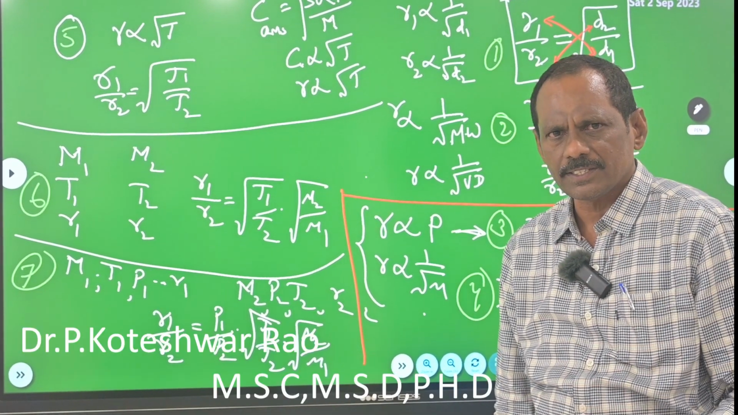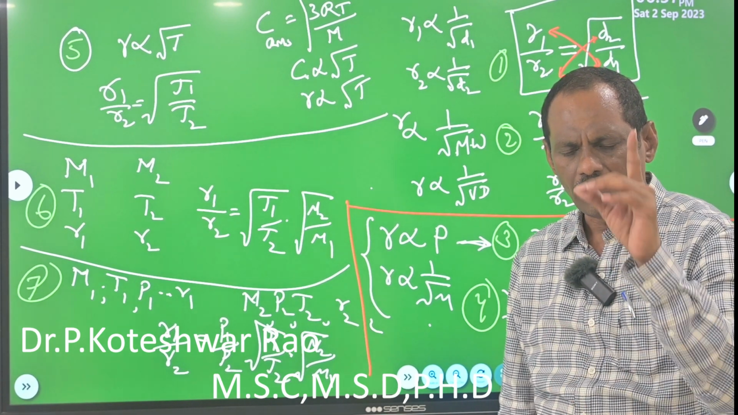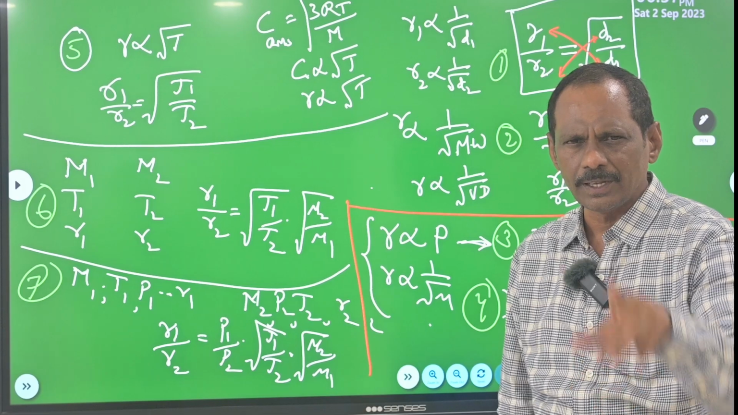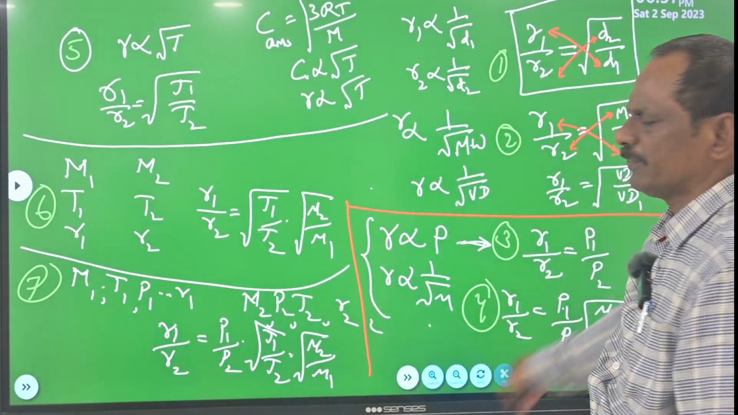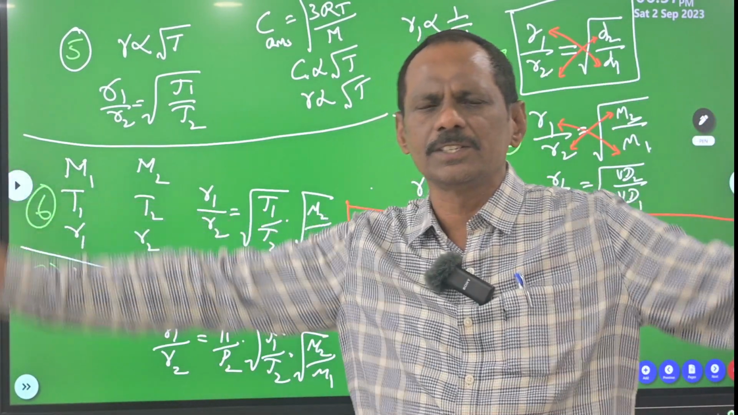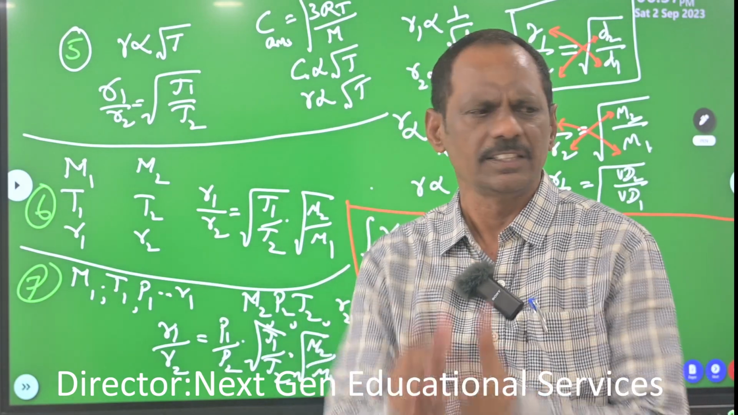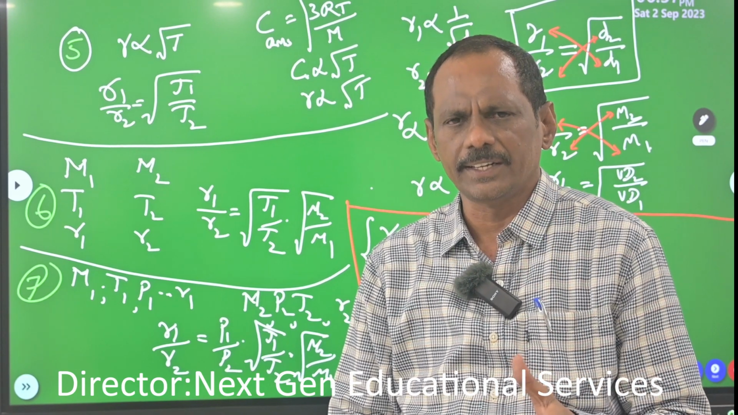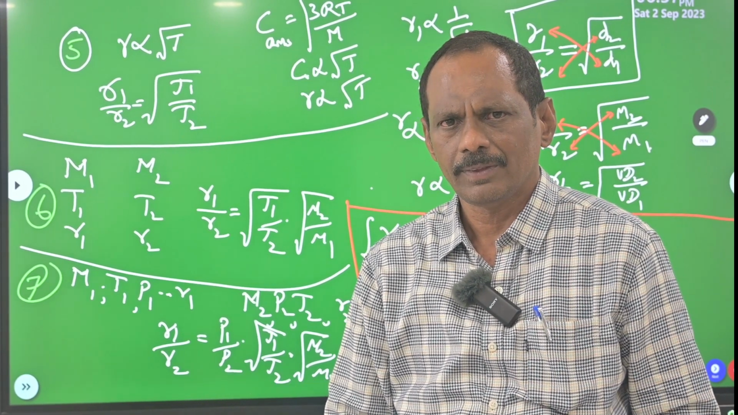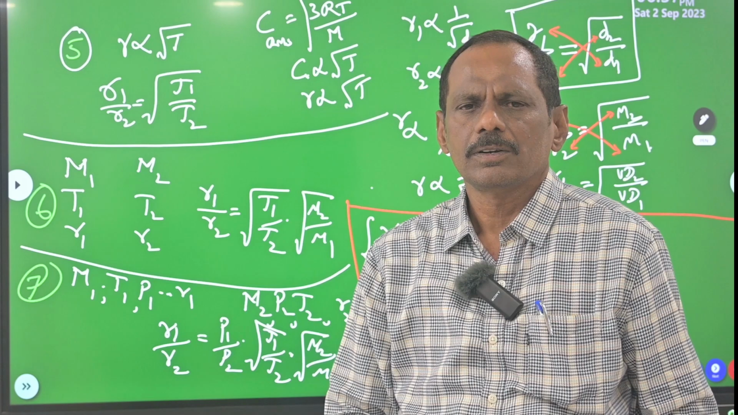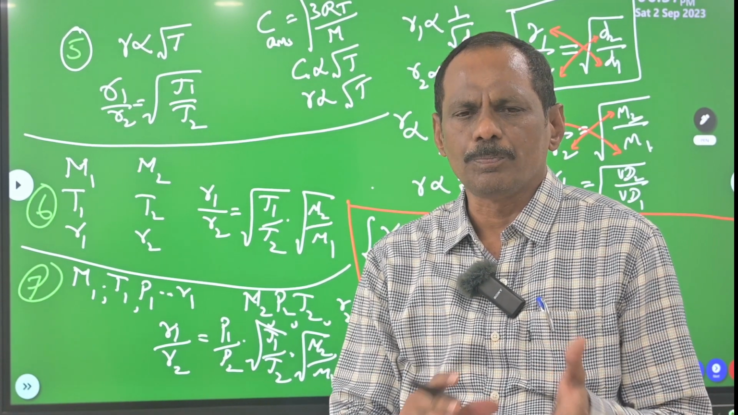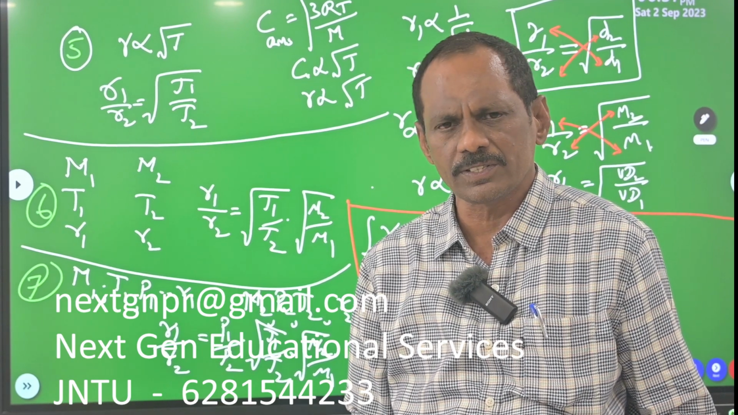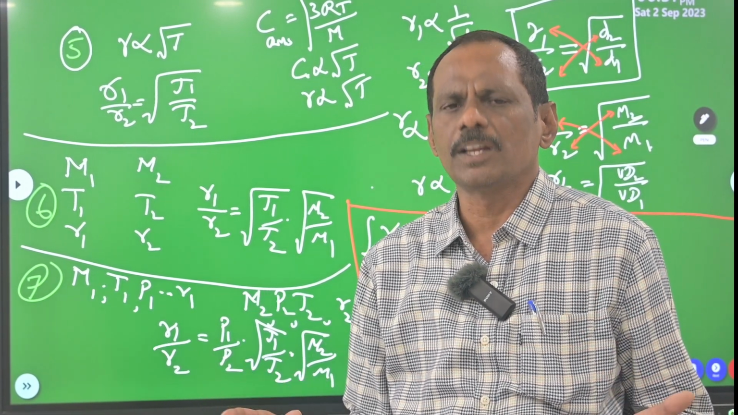Please start the exercises, either in stage 1, stage 2 or advanced level. All the problems come under one of these formulae. Without this, there is no Graham's law. Other than this, there is no other Graham's law. That is the theoretical background and the formula part. So, start the exercises. Try to complete all the problems given in stage 1, stage 2 and advanced level.